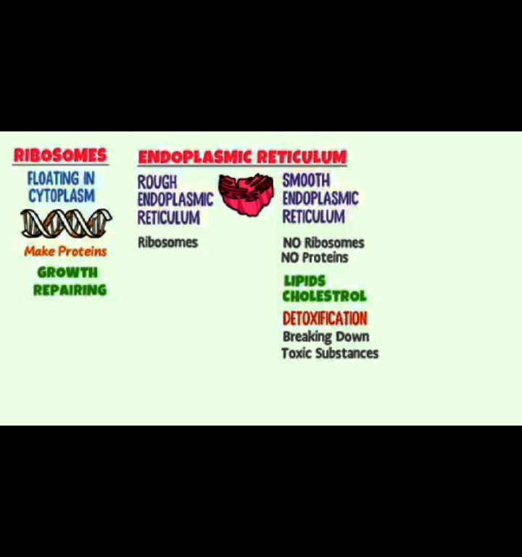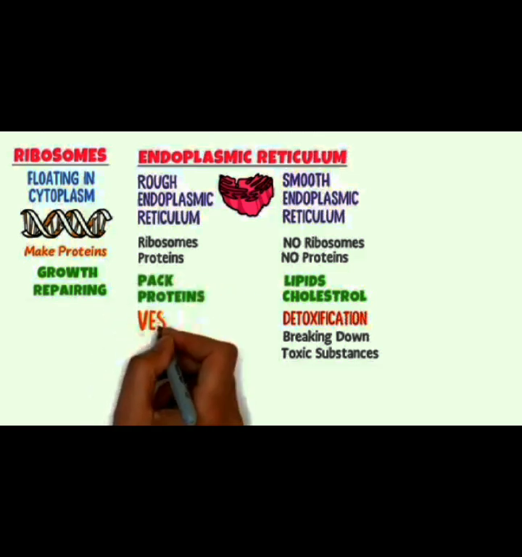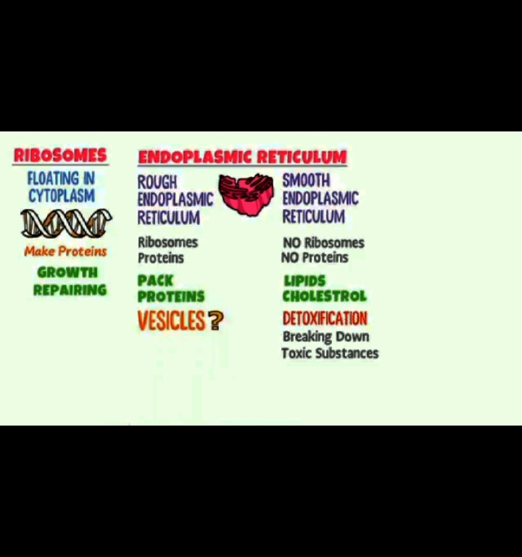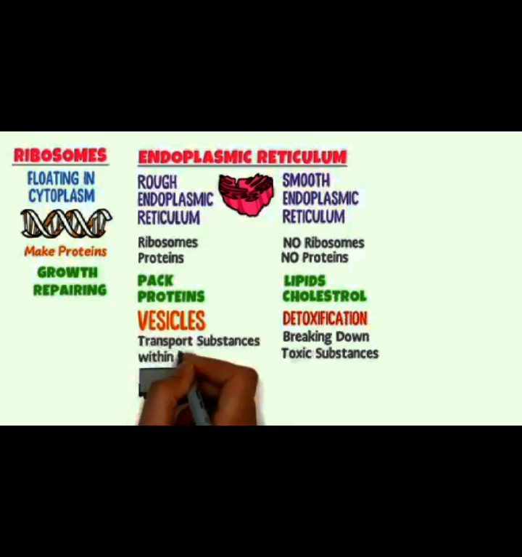Now, coming to the rough endoplasmic reticulum. We know that it contains ribosomes and ribosomes form protein. Then what is the function of rough endoplasmic reticulum? Well, it helps the ribosomes to produce proteins. Secondly, rough endoplasmic reticulum picks up or encloses the proteins in vesicles. Now, what are vesicles? Vesicles are the trucks within the cell. Vesicles are the trucks inside the cell that transport substances within the cell from one part to another.